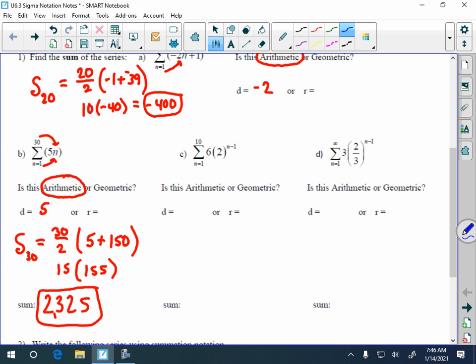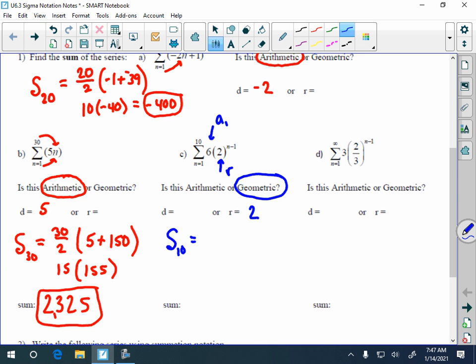All right, so C. So our rule is 6 times 2 to the n minus 1. Now, because there's an exponent for the variable, this is going to be geometric. And if you remember the explicit rule for geometric, that's a_n equals a1 times r to the n minus 1. All right, that number is your a1 term, and this number is your r. So that means r is equal to 2. All right, so now we have a finite geometric formula that we can use. So we're looking for S sub 10.